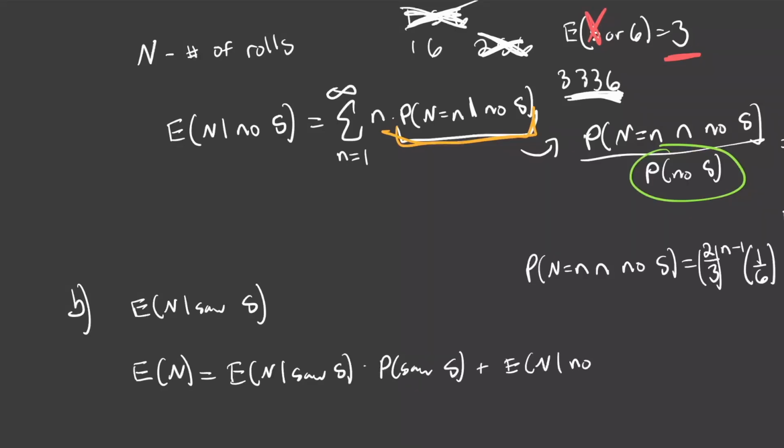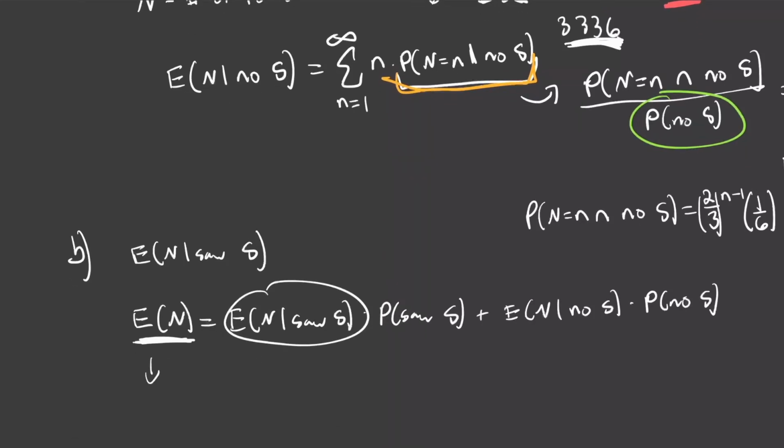So given no 5, that's what we just calculated, times the probability of no 5. And then we could just solve for this right here. This is what we're trying to solve for, by finding the expected value of n in general, the expected number of flips to get a 6. We know that's geometric with probability 1/6. This is just going to be 6.